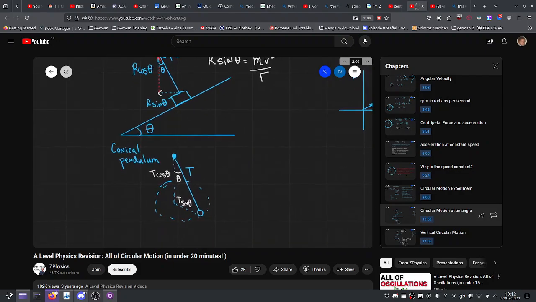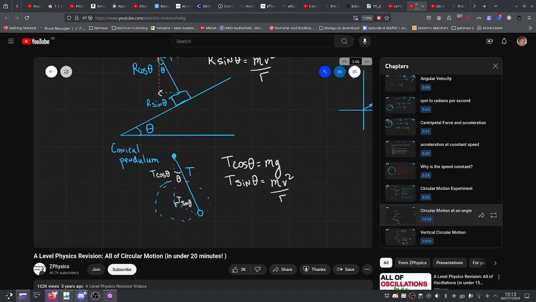Very, very similar in a conical pendulum that is at an angle theta. The vertical component is the adjacent, which is equal to T cos theta, and that is equal to mg. Additionally, the horizontal component is the one component which is acting towards the center of rotation. That actually provides the centripetal force. So T sine theta is equal to mv squared over r.